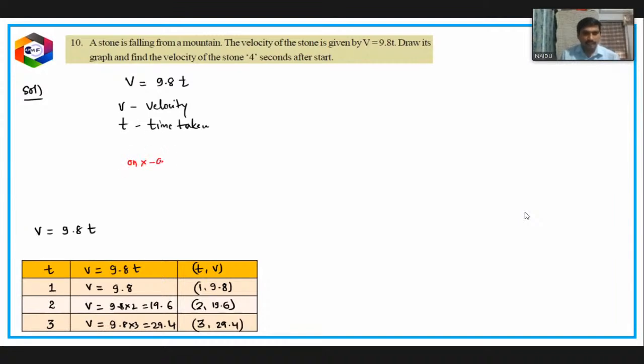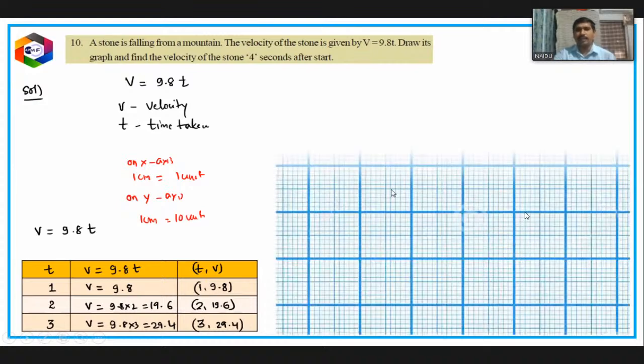So on the x-axis 1 centimeter is equal to 1 unit, that's all. Whereas on the y-axis 1 centimeter is equal to 10 units, I am taking. It is difficult to take 9.8, so 10 only I am going to take. Observe, children, this is slightly complicated while drawing.